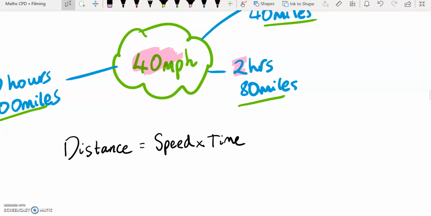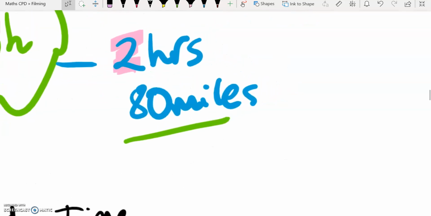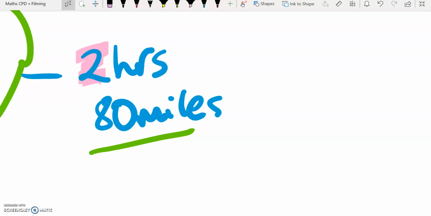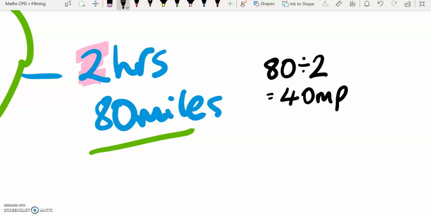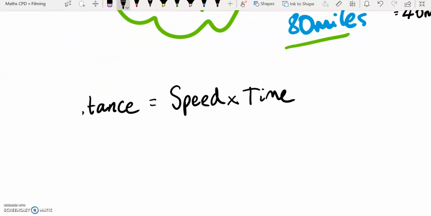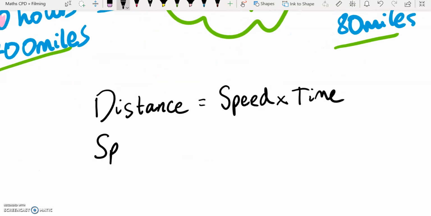But we could also think about this in another way. Let's imagine that we were just given this information here. Let's imagine we were told that we travelled 80 miles in 2 hours. What's our speed? Well, our speed is going to have to be in miles per hour. So if we go 80 miles in 2 hours, if we do 80 divided by 2, that would give us the speed per 1 hour, and that would be 40 miles per hour. So to calculate the speed, we can divide the distance by the time.